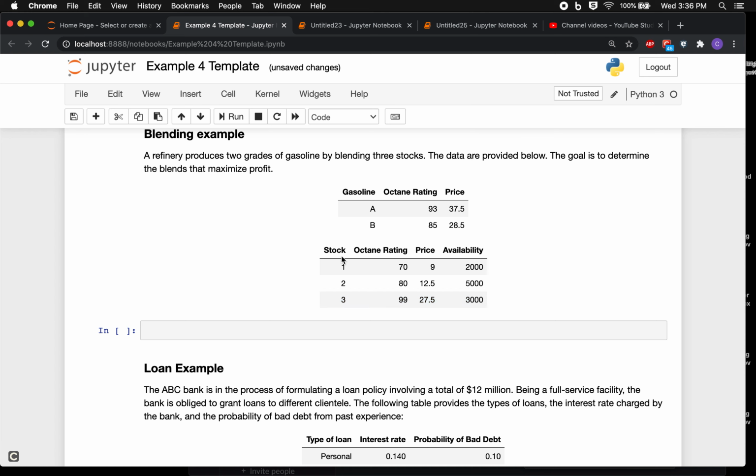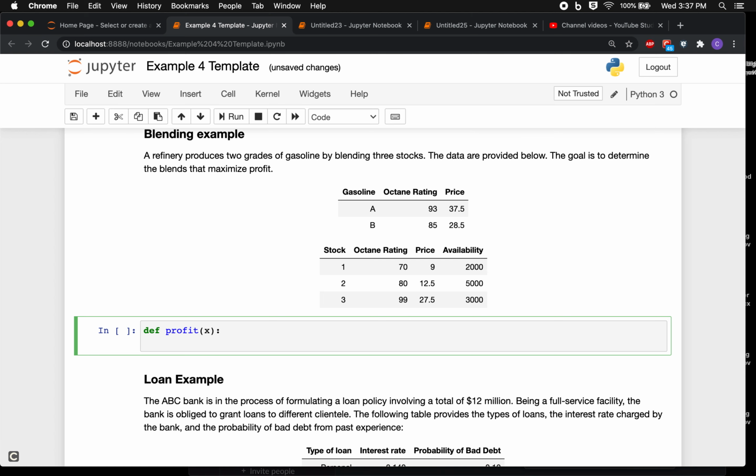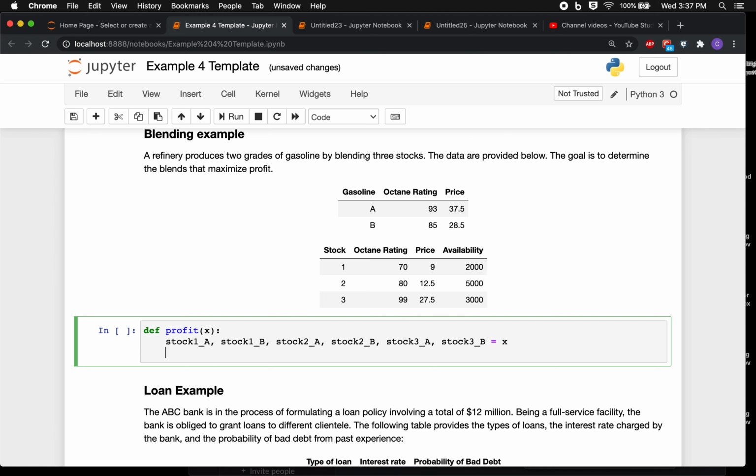So these are kind of what I think is flows from the different stocks to our gasoline. So kind of setting this up, we're going to start with profit. We're going to take in X. And now we're going to have 6 optimization variables: stock 1 to A, stock 1 to B, stock 2 to A, stock 2 to B, stock 3 to A, and stock 3 to B. And we're going to use that to unpack our X variable.